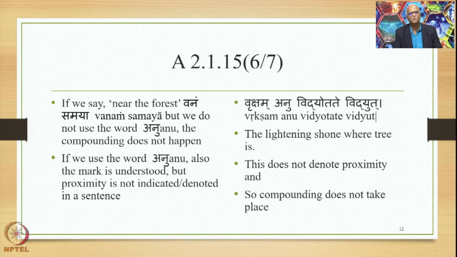Now, if we say near the forest, that is vanam samaya, but we do not use the word anu, the compounding will not take place. If we use the word anu, also the mark is understood, but proximity is not indicated or denoted in the sentence, then even in that case, the compounding does not take place. For example, vriksham anu vidyotate vidyut. This is the sentence. What it means is that the lightning shone where the tree is. So this sentence indicates that vriksha is the mark where the lightning shone. However, it doesn't indicate whether the tree and the place where the lightning shone are in proximity.